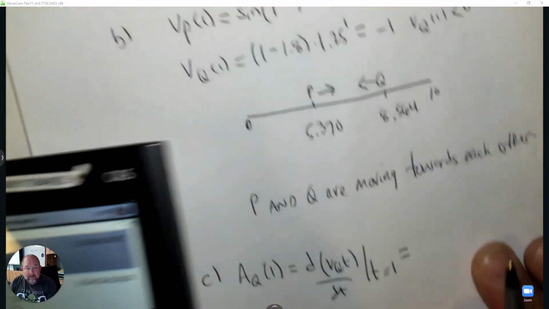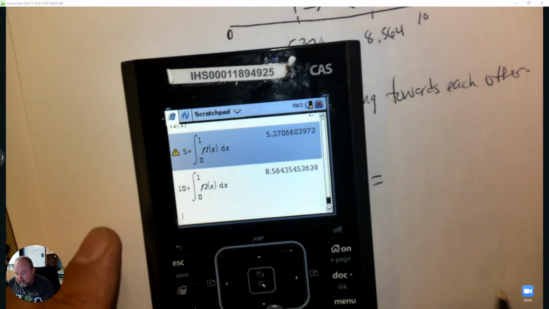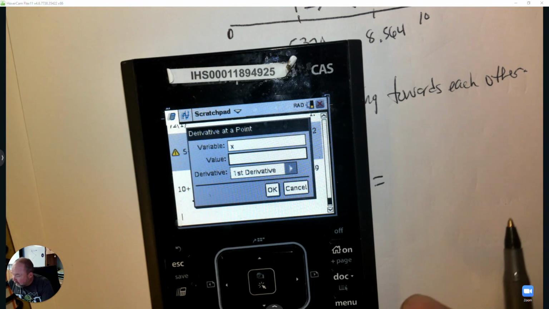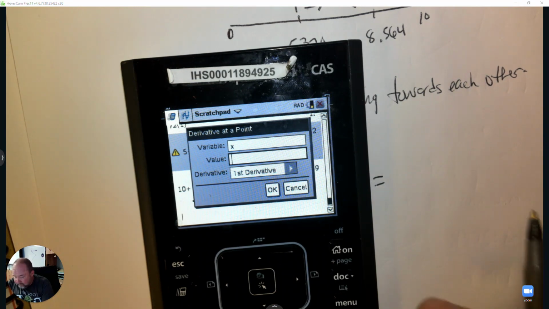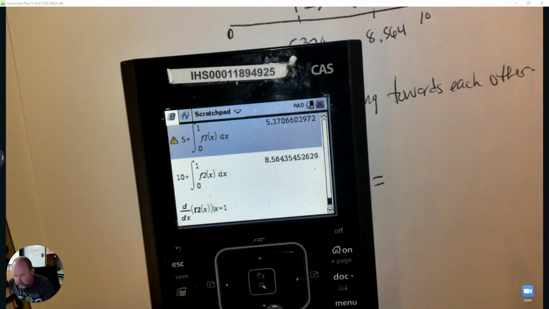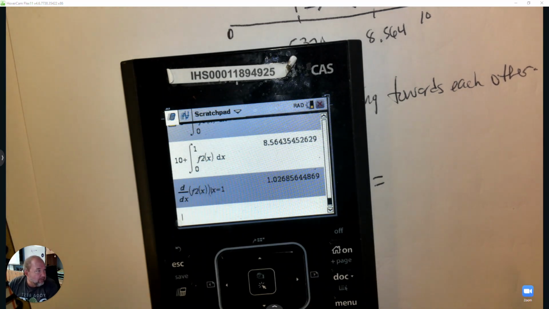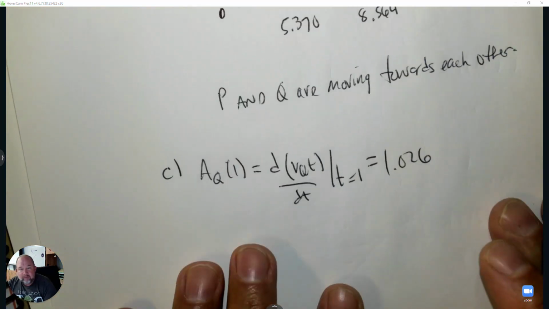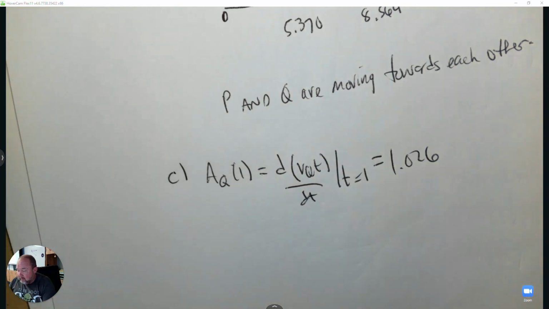So for this one, I want to take the derivative at 1. So I'm going to go menu, calculus, derivative at a value. And then I'm going to plug in what I'm looking for. For this, the derivative at 1, and it's of Q, which is the second particle. So for the second particle, then, the answer is, let me check the answer key, make sure we're together on this. Yeah, 1.026 or 7. So there's the acceleration.